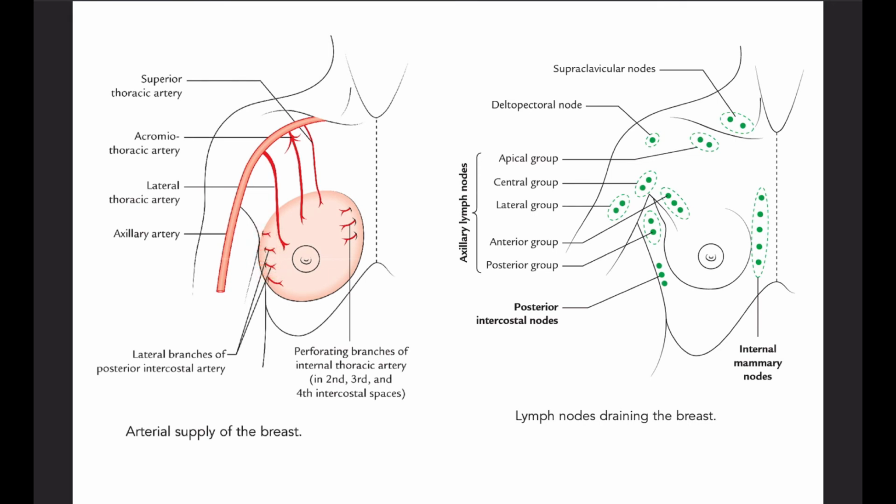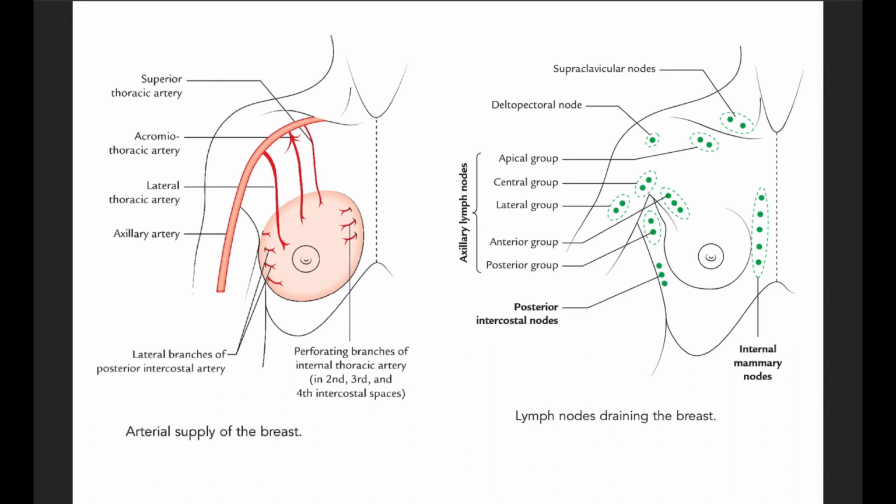Next, let's discuss the venous drainage. The venous drainage of the breast takes place, like the arteries, by the axillary vein, internal thoracic vein, and posterior intercostal veins. The veins follow the arteries.